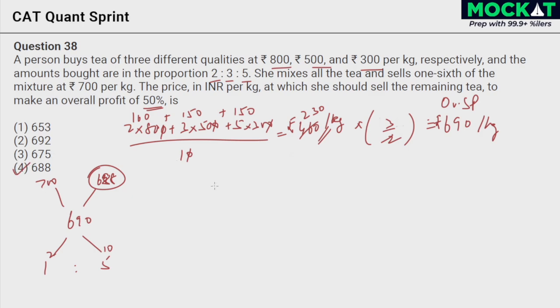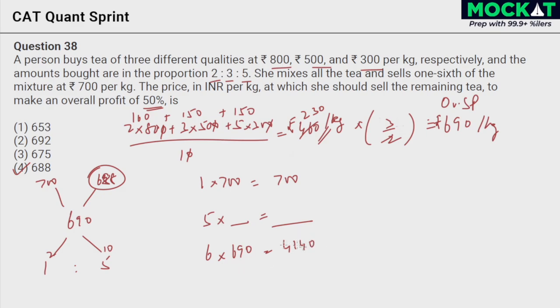If you do not know allegations or it doesn't strike for you at this moment, you can always assume a value, right? We can say 1 kg was sold at 700 rupees. The remaining 5/6 is 5 kg sold at what price, right? At what price to get me an overall price of 6 into 690, right? This is a little painful. 6 into 700 is 4,200 minus 60. That is going to be 4140.